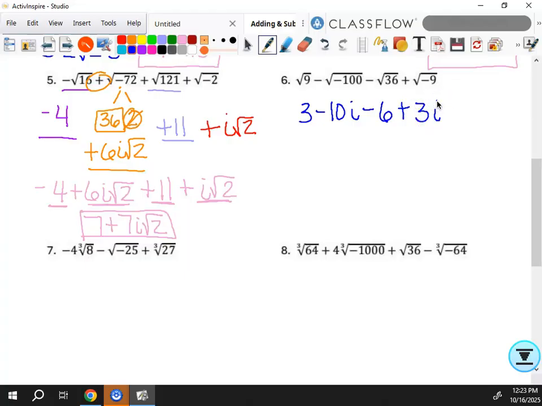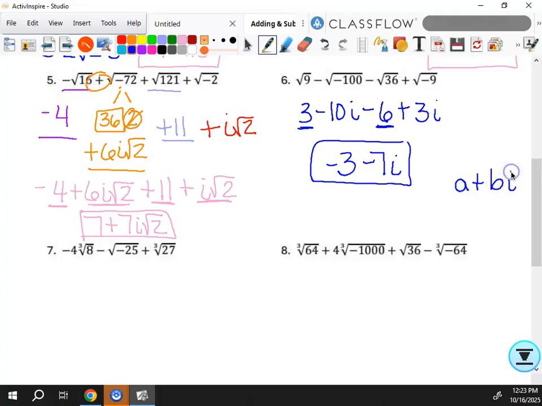So I don't have any square roots left at all, which is totally fine. But I'm still going to have 2 terms. I get 3 minus 6 is negative 3. And then that would be minus 7i. And as far as proper format goes, your imaginaries are always in the form of a plus bi. So the i term should always be second. Okay.